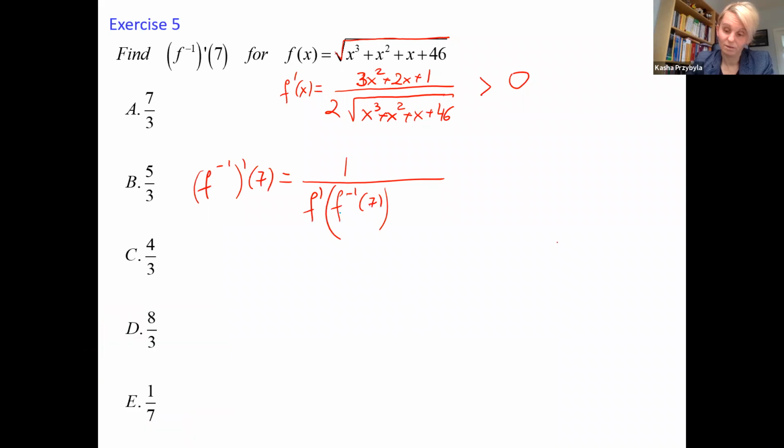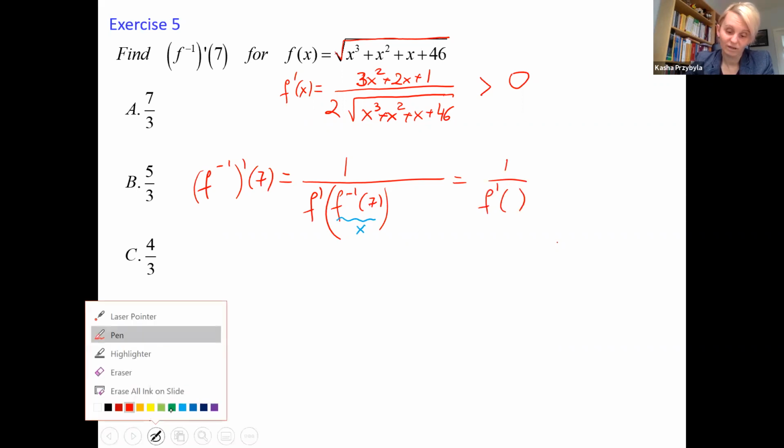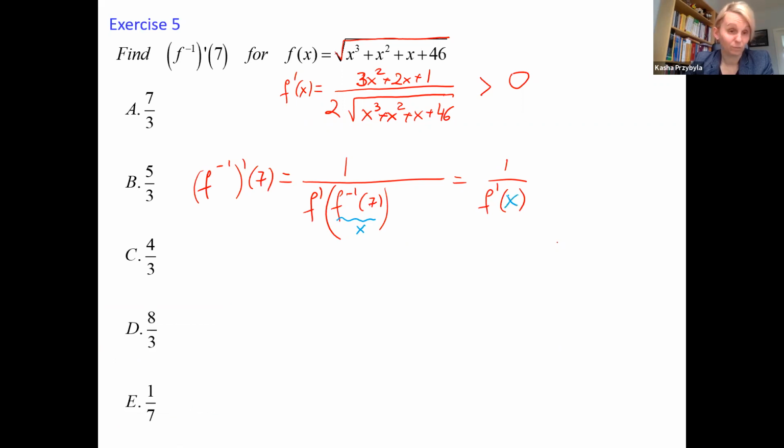Okay, and this quantity is x, which means I have to find f prime of x. I have to find this blue x and substitute it into this formula. Okay, let's see. f inverse at 7 equals x, then f of x. Who can tell me what is f of x? 7.